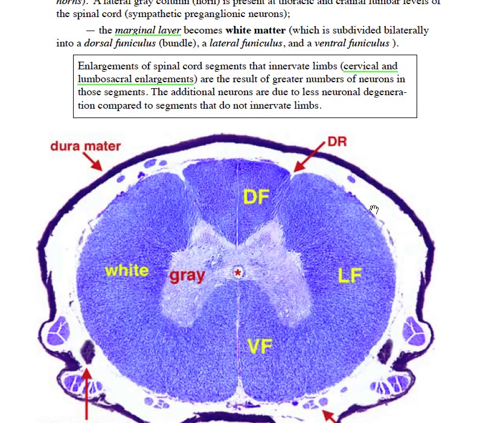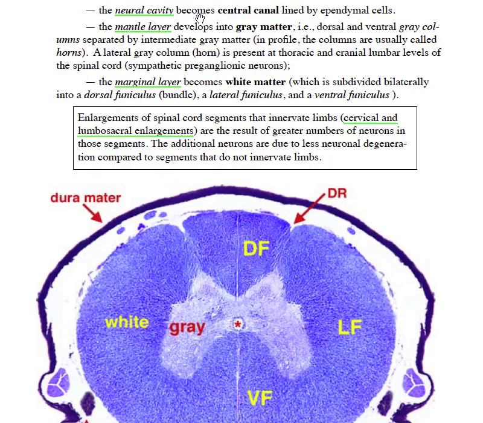The two halves of the spinal cord are separated by a ventral median fissure and, dorsally, by a dorsal median sulcus and septum. The septum may become a fissure in lumbar segments. The neural cavity becomes a central canal which is lined by ependymal cells. It contains cerebrospinal fluid and communicates with the fourth ventricle of the hindbrain.